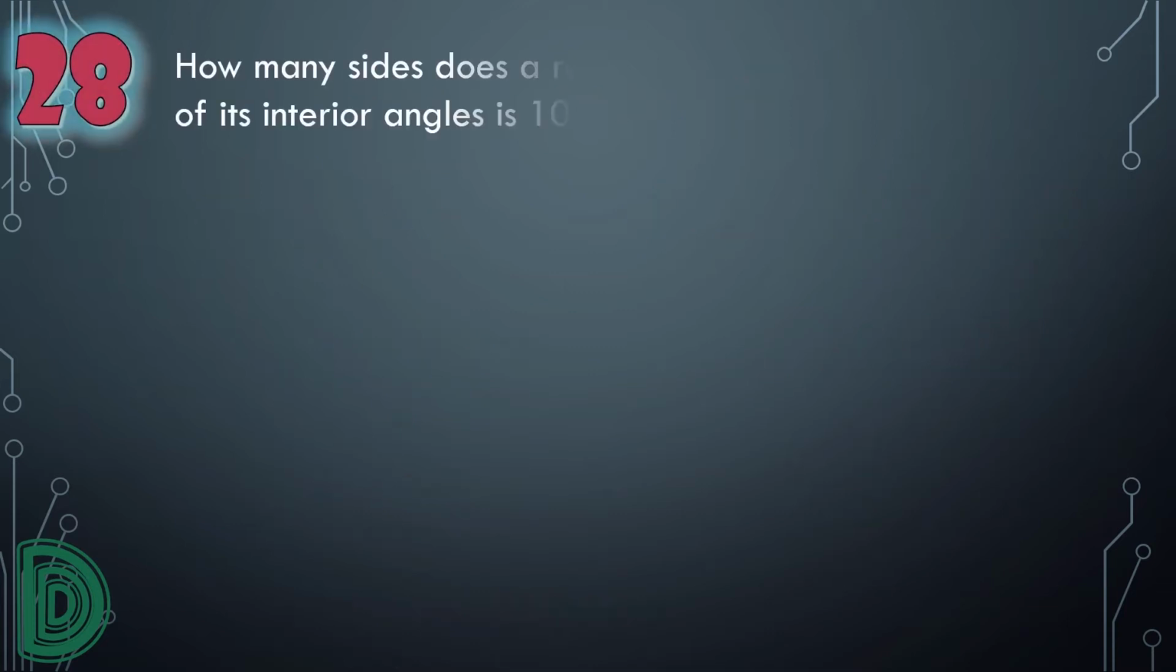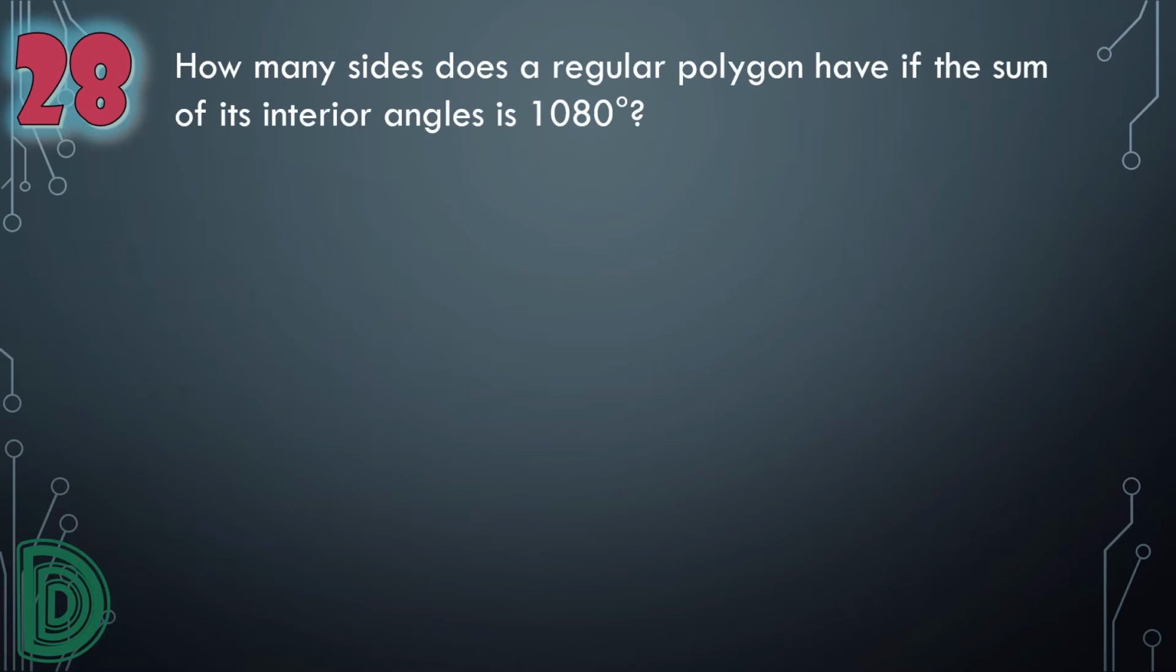Number 28. How many sides does a regular polygon have if the sum of its interior angles is 1080 degrees? The formula for the sum of interior angles of a polygon is S is equal to 180 times n minus 2, where n is the number of sides of the polygon. So if we substitute 1080 to S, we'll have 1080 equals 180 times n minus 2.